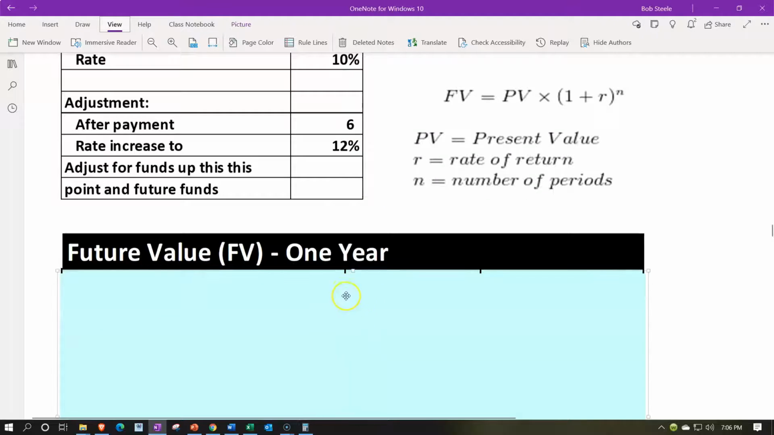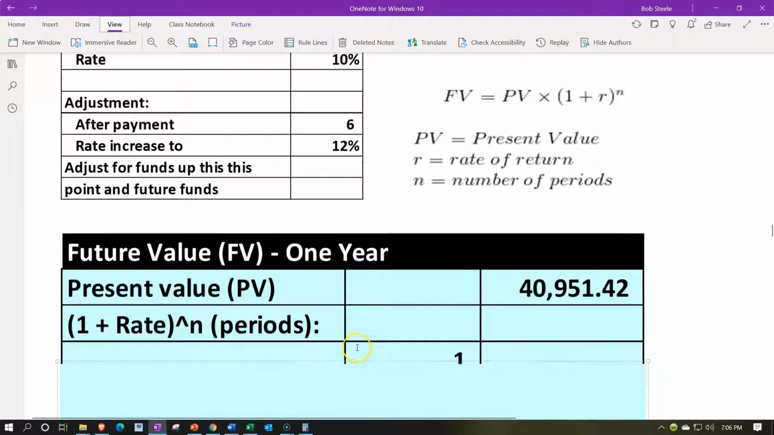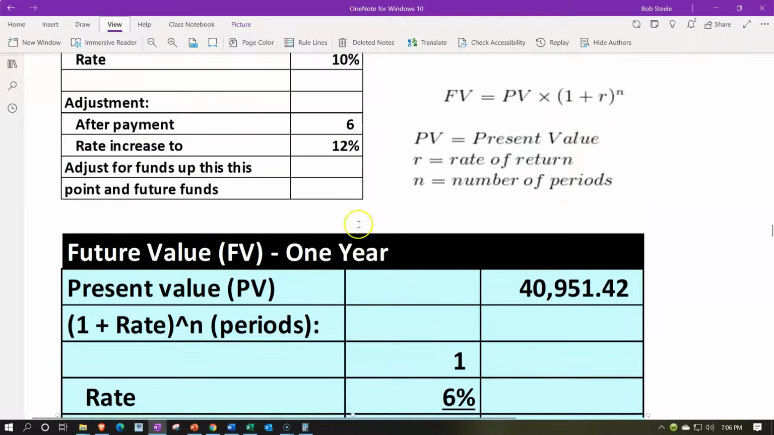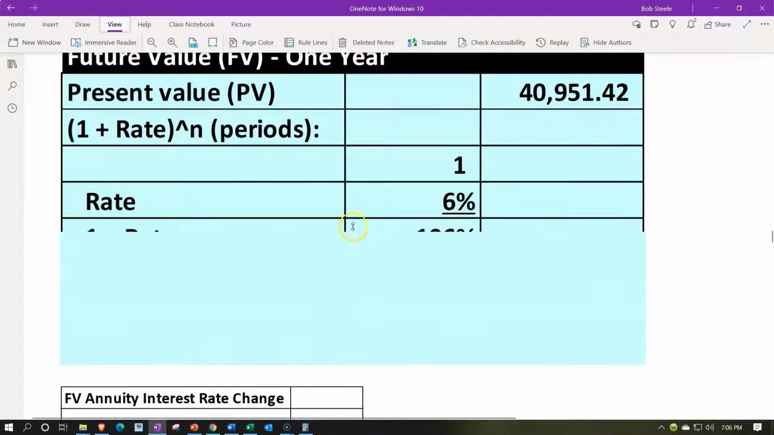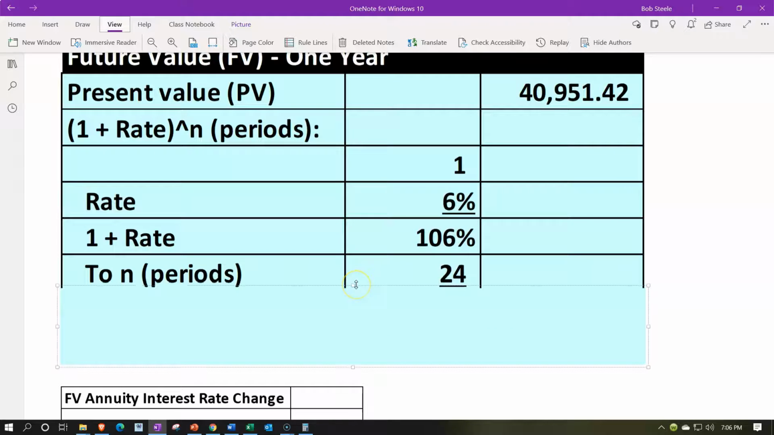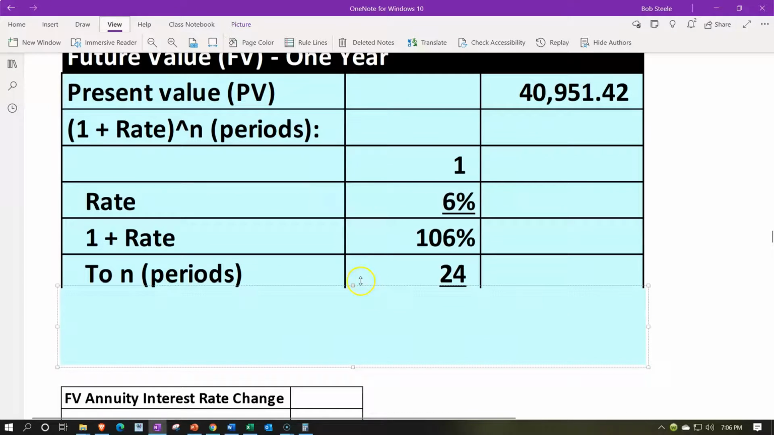We'll put this into our table format down below. So there's our 40,951 that we got to last time. Then we have 1 plus r, which is 6%, saying that 12 divided by 2, that was the change. We think we're going to earn 12% on it now. Future value of 1, that's 601. And then we're going to take it to 24 time periods because we had 30 before, 15 times 2 minus the 6, 24 remaining.